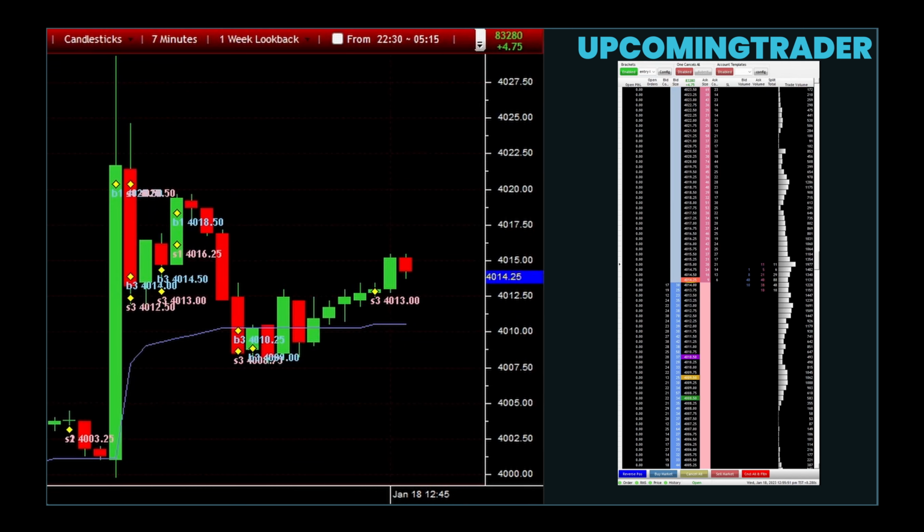A symmetrical triangle occurs when both the resistance and support lines converge, indicating that a significant price movement is likely to occur in either direction. Recognizing these triangles can help you prepare for breakouts and catch price movements right when they happen. The double top and double bottom patterns are also essential to understand.